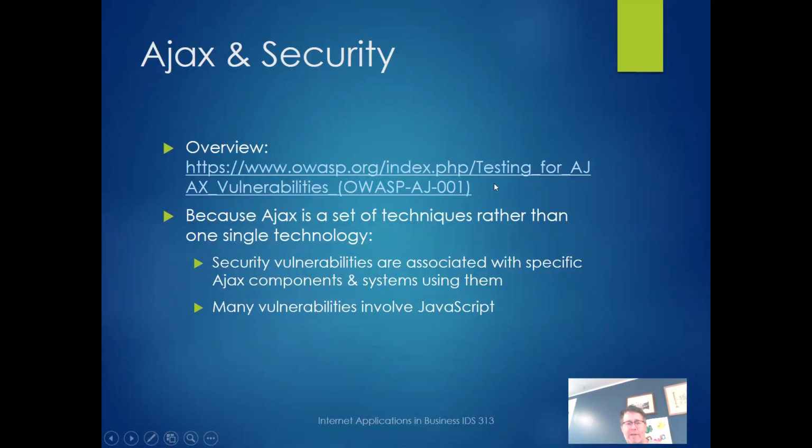But what is interesting about it, Ajax is a set of techniques, right? It's not one single technology. It's not one standalone application. So where there are vulnerabilities, they're either associated with specific Ajax components or with the systems using them. So it may be that a particular technology, mostly it works fine, but if you run it in some particular vulnerable context, it creates problems. And a lot of these vulnerabilities do involve the client side. They involve the JavaScript side. So, all right.